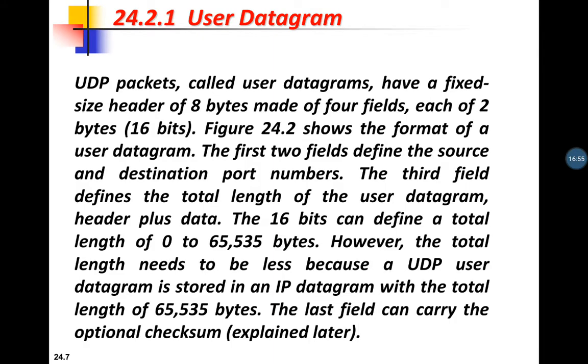So the first 2 fields define the source and the destination port number. The third field defines the total length of the user datagram, header plus data, and the 16 bits can define a total length of 0 to 65,535 bytes. However, the total length needs to be less because a UDP user datagram is stored in an IP datagram with a total length of 65,535 bytes, and the last field carries the checksum.